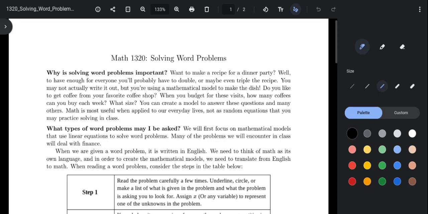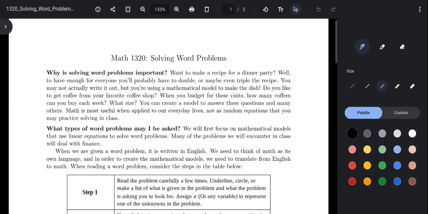So we can create mathematical models for several different contexts, and this is when math is its most useful, when we can apply it to our everyday life, something that we will be using, not just as random equations that we're practicing solving in class or different expressions or things like that. This is where we want to apply our math.